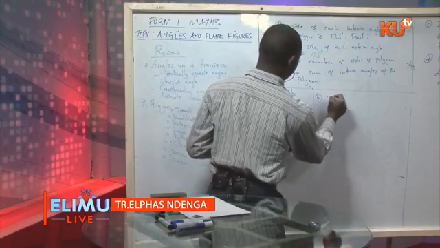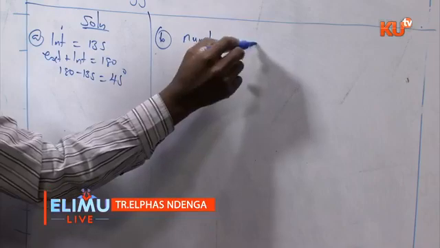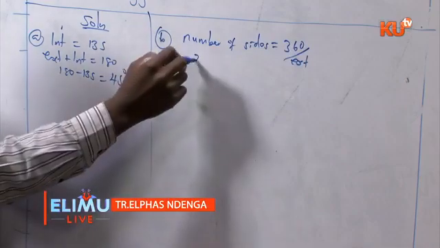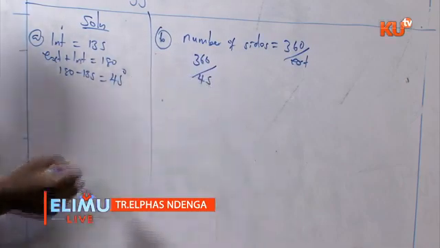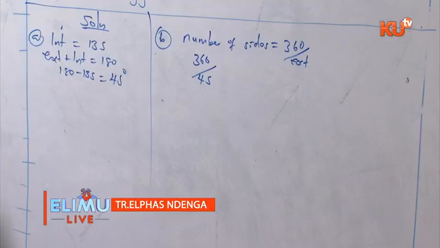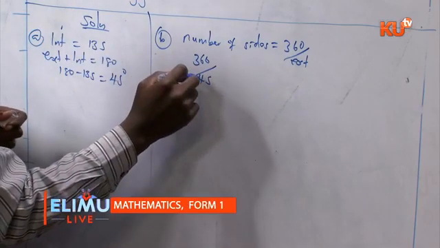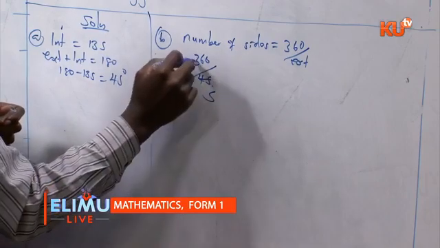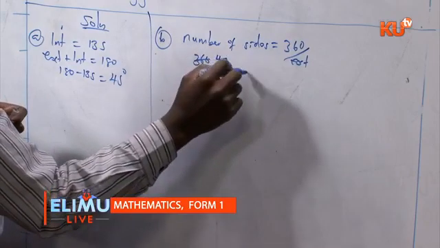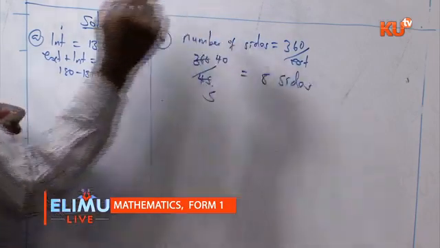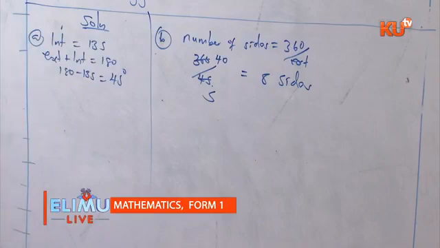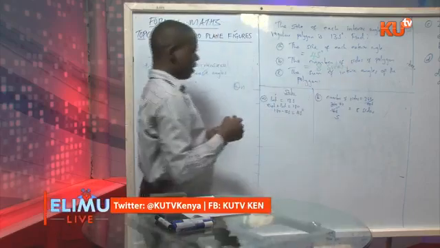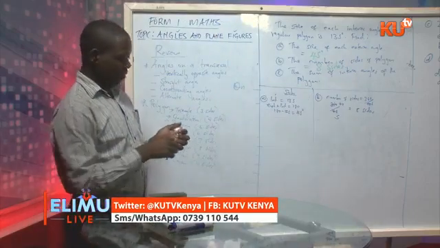Part B, the number of sides of the polygon. We said the number of sides is given by 360 divided by one exterior angle. So you take 360 divided by one exterior angle, which is 45 degrees. 360 divided by 45, let's see. 9 times 5 is 45, 9 times 40 is 360. So we have 8 sides as the number of sides. And part C, the sum of interior angles.